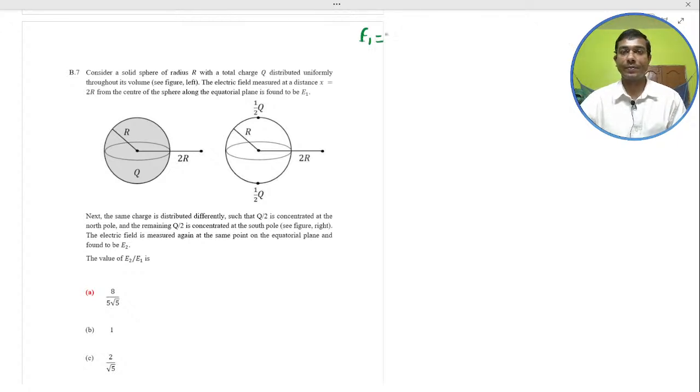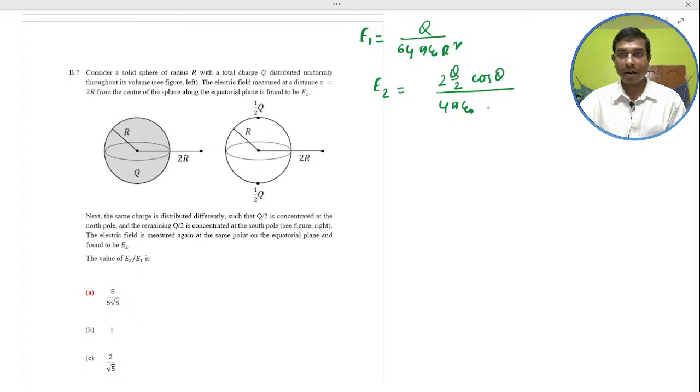Here the E1 is what? Q by 16 pi epsilon r square, from the electric field formula. And the E2, that is 2 into q by 2 cos theta by 4 pi epsilon r, where r square means 5 r square. Cos theta, because the field is making an angle theta. This is the component of cos theta.